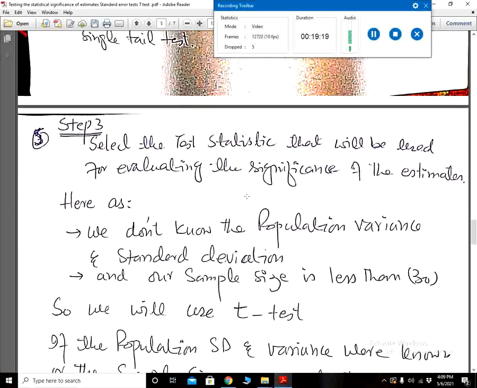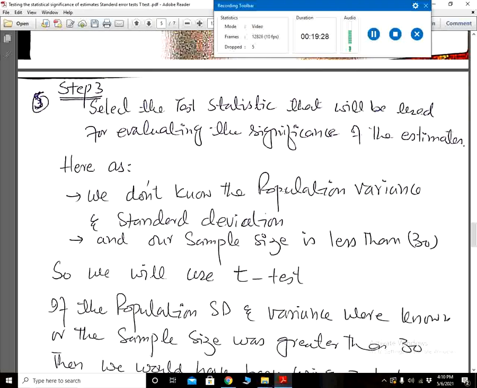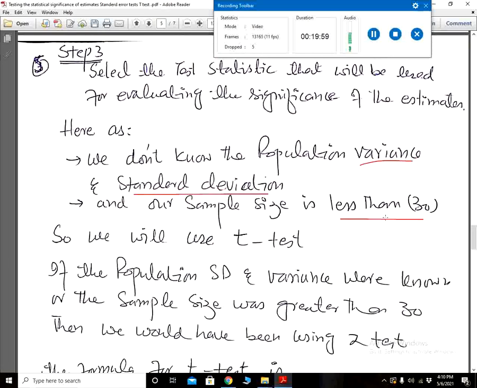Going toward step 3, select the test statistic that will be used for evaluating the significance of the estimate. Here, we don't know the population variance and standard deviation, and our sample size is also less than 30, what will happen? Then we will use the t test. If we know the population variance and population standard deviation, then we will use the Z test, or if our sample size is greater than 30, we also will use the Z test.